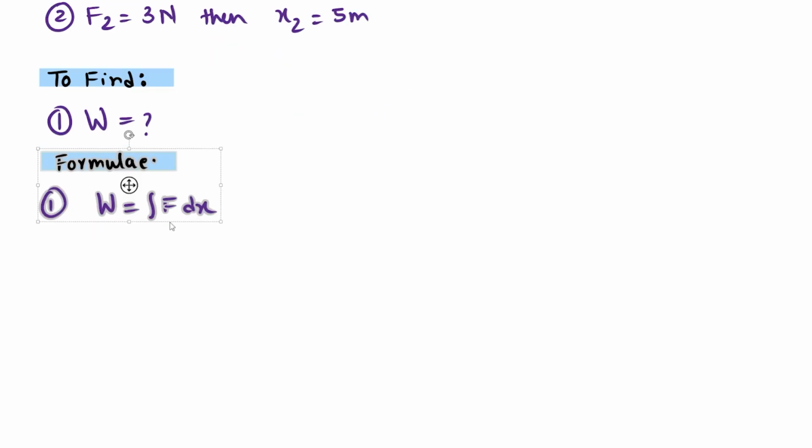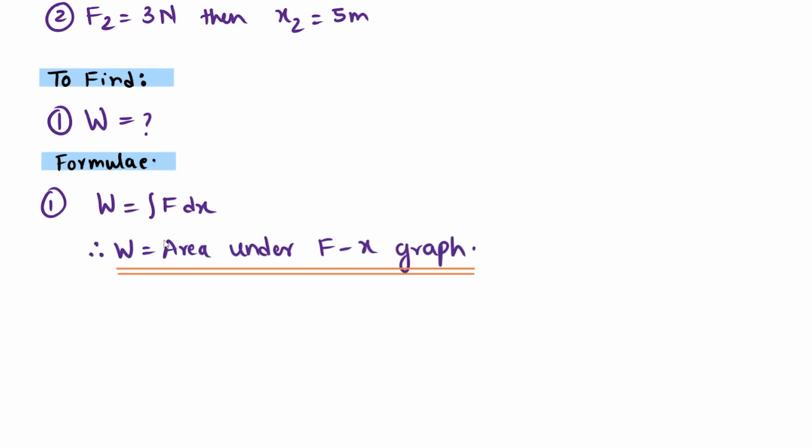How do we do that? Well, we know that by definition, work done is the integral of F dx, provided this formula works only if F is a function of x. And for this question, it is. One way to calculate it is to calculate the area under the F versus x graph. And that's what we are going to do in this particular question as well. So let's start with the solution.